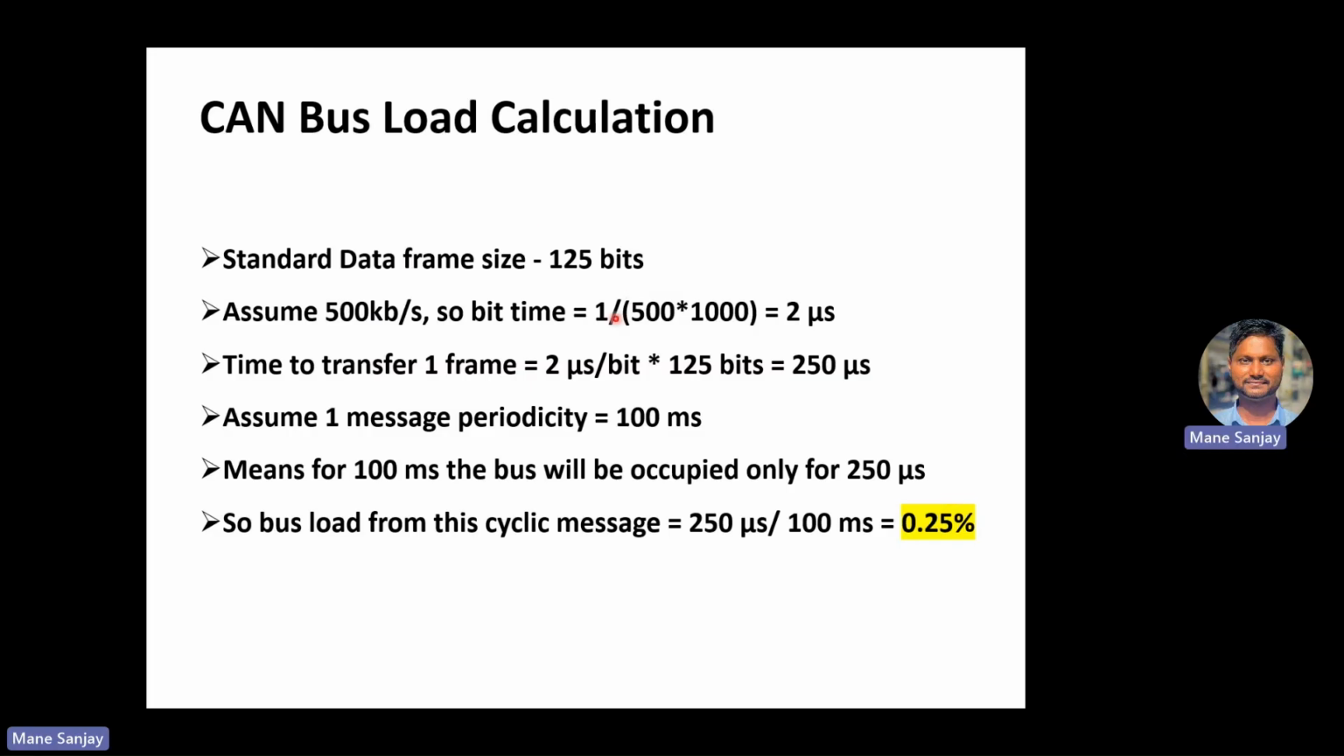Here I'm just assuming one message, but as your messages go on increasing, this number also goes on increasing. If you look at a vehicle log, there would be 100 or 200 CAN messages. The baud rate may change, the frame size may change, and the periodicity may change for different messages. And this should generally not go higher than 70% in a commercial vehicle and 30% in a passenger car.